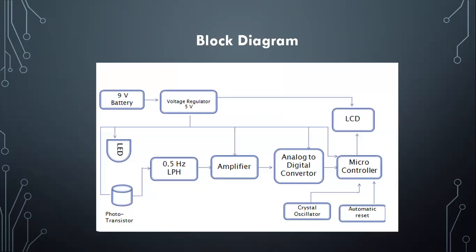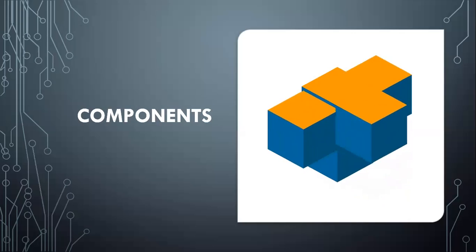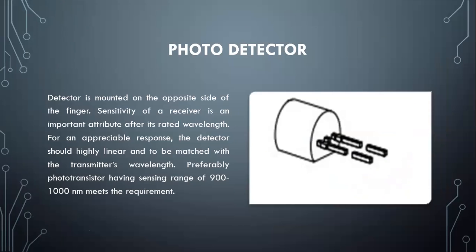This is the block diagram of our device. There will be a battery, a voltage regulator, an LCD, an amplifier, an analog to digital converter, and other things. So what components are we going to use? Number one, a photo detector will be used.